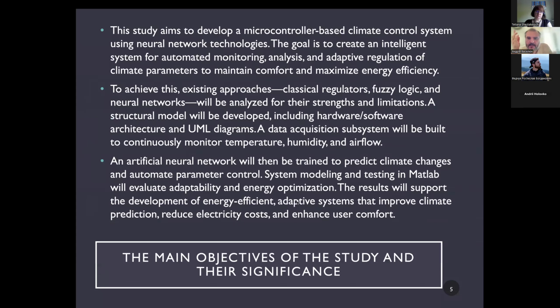This study aims to develop a microcontroller-based climate control system using neural network technologies. The goal is to create an intelligent system for automated monitoring, analysis, and adaptive regulation of climate parameters to maintain comfort and maximize energy efficiency. And as you see, these existing approaches, classical regulators, fuzzy logic, and neural networks, will be analyzed for their strengths and limitations.